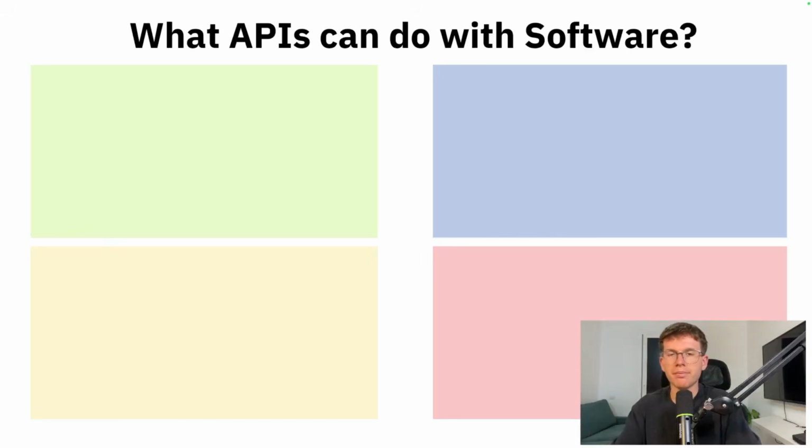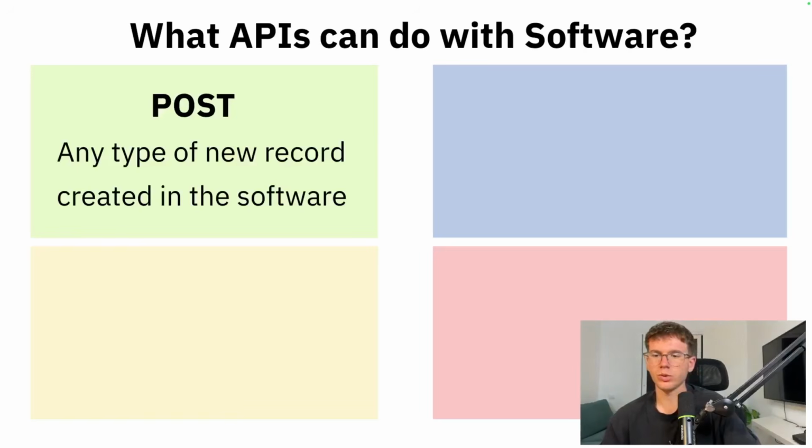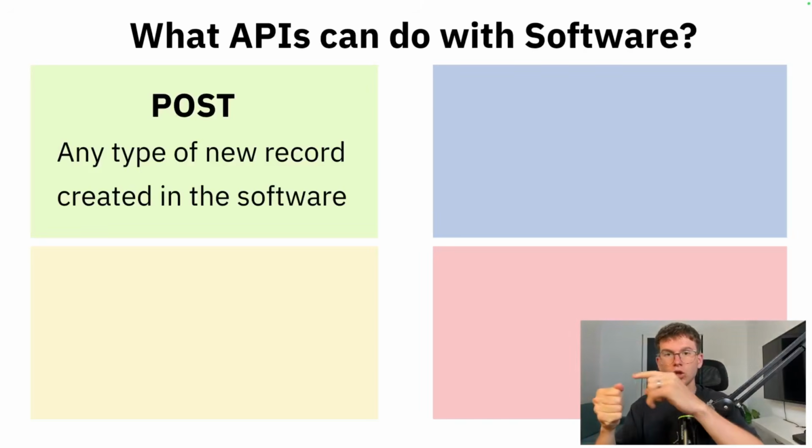Now, what can APIs do with software? There's a few things that APIs can do. We call them requests. So requests are just a way for the API server to send information to the actual software itself to then create an action. Now, the first thing it can do is post. So this is when any type of new record is created in a software. So this is like making a Google Sheet row. It's creating a contact on ClickUp, a contact on HubSpot. It's sending information to OpenAI to make a LinkedIn post. This is a post request, which is sending information from one place to another.